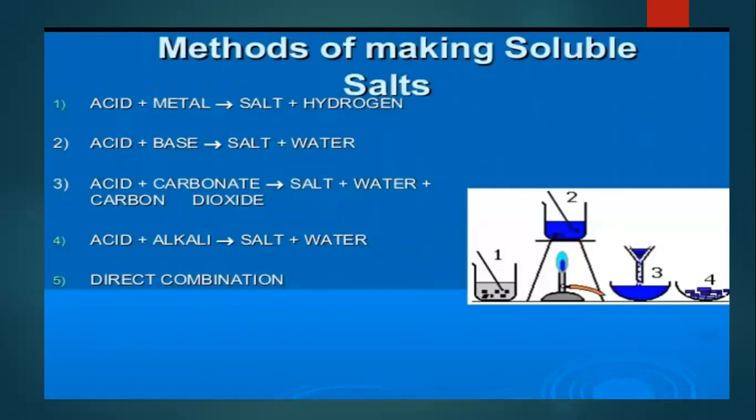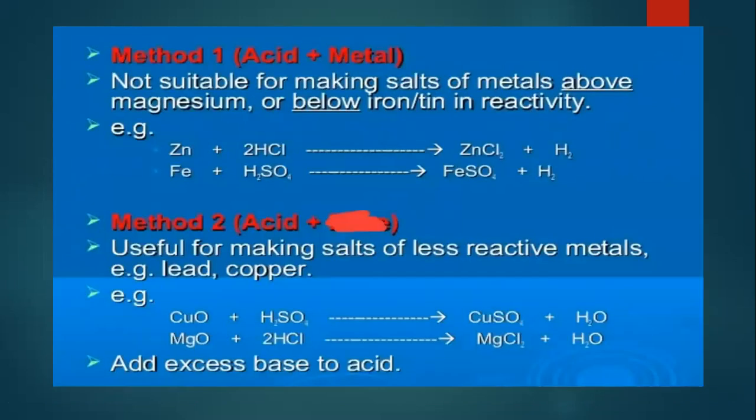Next is methods of making salts. There are 5 methods from which salts can be produced. First is when acid reacts with metal, when acid reacts with base, when acid reacts with carbonate, when acid reacts with metal oxide. Here is a typing mistake, it is metal oxide. And then is the direct combination in which two salts react together to produce a new salt. Let us discuss these methods one by one.